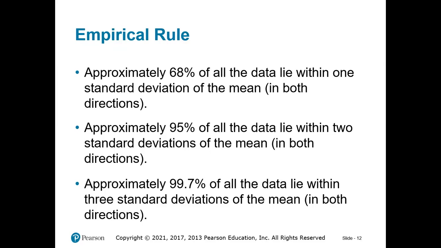And almost all the data, 99.7%, lies within 3 standard deviations of the mean. Again, we cannot use these rules, called the 68, 95, 99.7 rule, unless the distribution we are working with is a normal distribution.